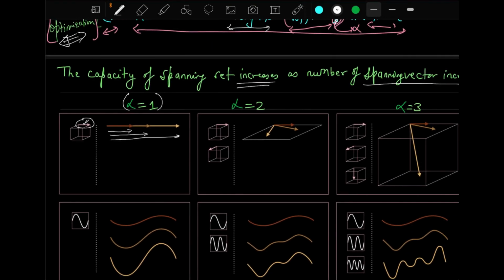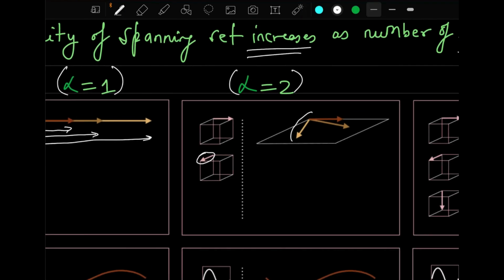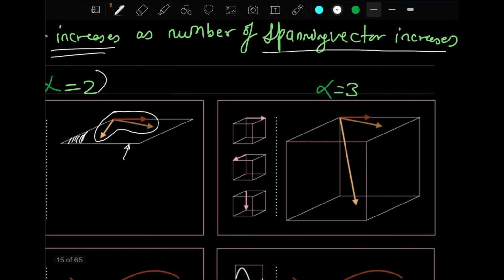As you increase the capacity from alpha equal to 1 to alpha equal to 2, now we have another vector here in the y direction. So now there are many different realizations that can occur in this xy plane. And similarly, if you have alpha equal to 3, you can have multiple realizations in a three-dimensional cube. So as you increase the capacity of these basis vectors, the number of realizations of the vector will increase.